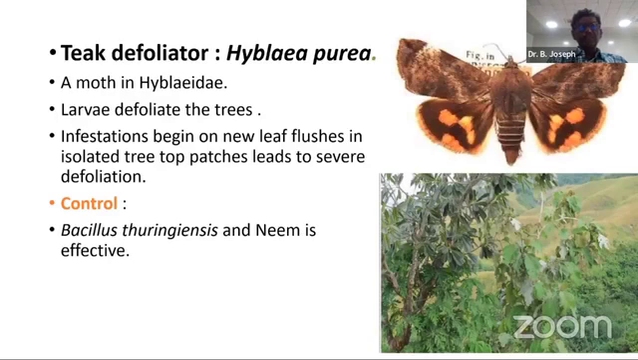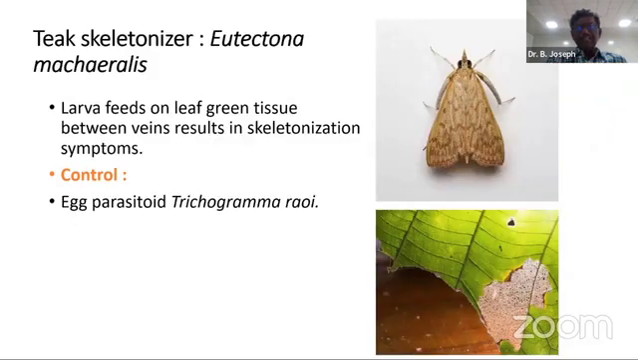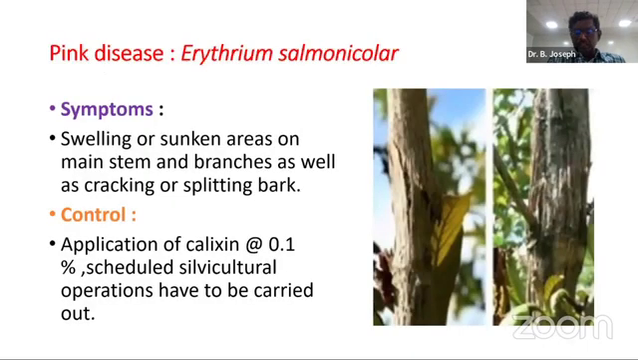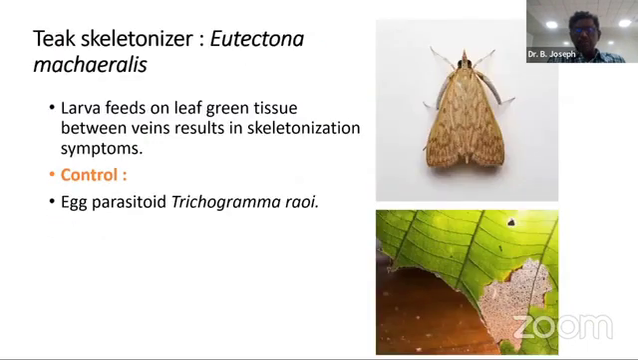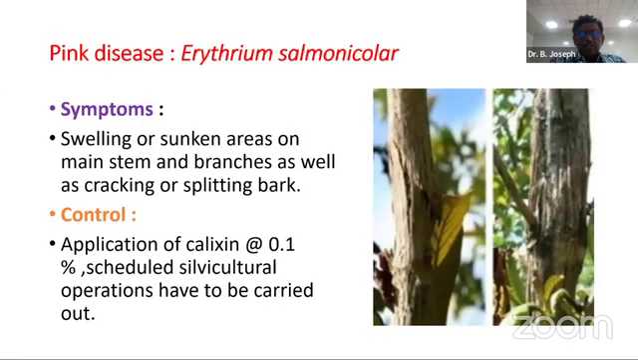So just see the teak defoliator. It is one of the important flies which actually eats away the leaf. This teak skeletonizer also eats the leaf. You can see the picture below, where the leaf has been eaten and you can see the skeleton of the leaf. Here is the egg parasitic Trichogramma. And also we have Erythrina. These are the central pink disease of teak.